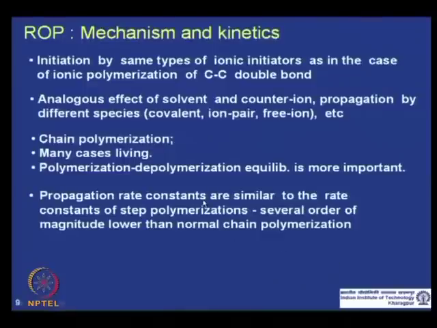Now, one difference between ring opening polymerization and normal chain polymerization is that the rate constant for propagation is several orders of magnitude lower than in normal chain polymerization. It is actually of the same order as in step growth polymerization. So, though this is a chain polymerization, the propagation rate constant has much lower values, similar to step growth polymerization. The reaction is slower compared to normal chain polymerization, and in most cases these are living.